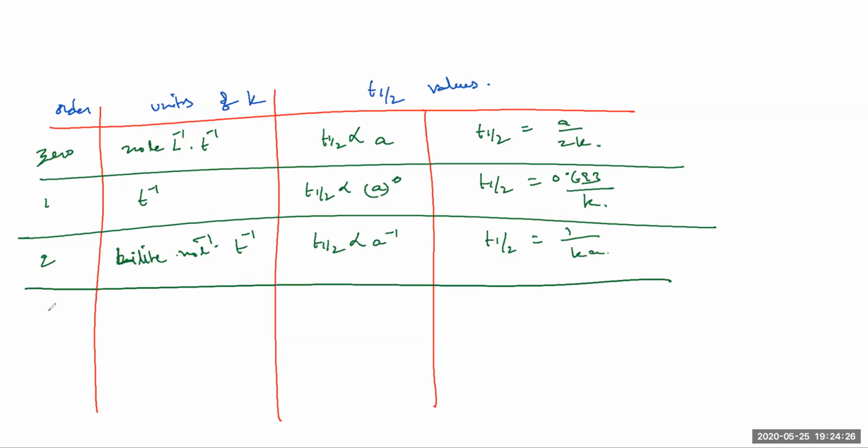Next, third order. Order 3. You know what the units are? Liter square mole power -2, and time inverse. So t half value is directly proportional to A power -2. That means t half value, we already derived, is 3 by 2k A square.